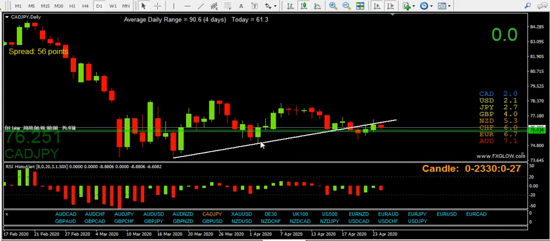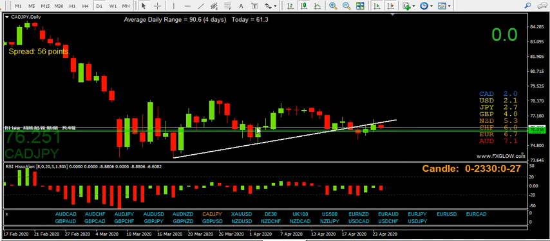The reason it's not a valid level of support is because that high wasn't broken by that. Okay, so we're short here because of this, we're short here because of this as well. Two confirmations to the short side, no confirmation to the long side apart from that one there, but that was cancelled out by this one here.